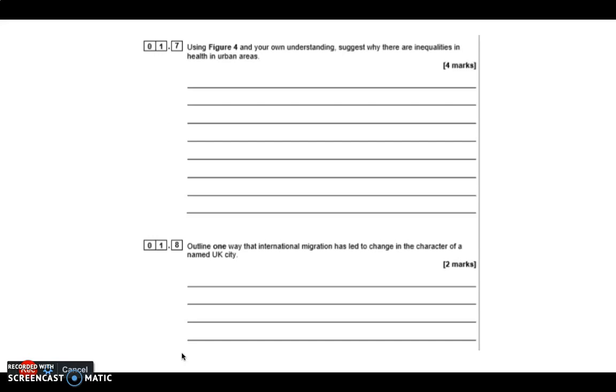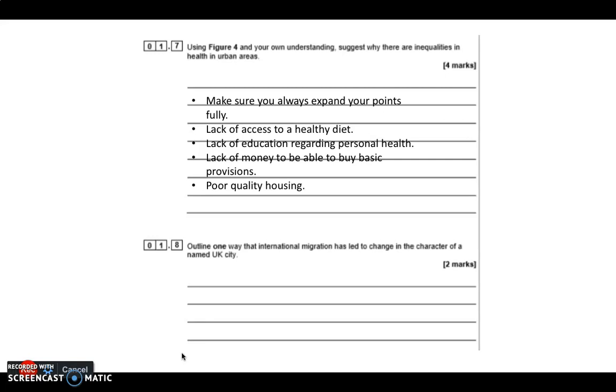And then finally, the last 2 questions. So 1.7 was using figure 4 and your own understanding suggest why there are inequalities in health in urban areas. Lots of good answers here, but just make sure you really expand your point fully. It could be any of the following things. So lack of access to a healthy diet. Quite often in certain parts of urban areas, you might only have access to certain types of takeaways or certain types of shops that don't sell fresh food and fresh produce. So it restricts how healthy you can be.